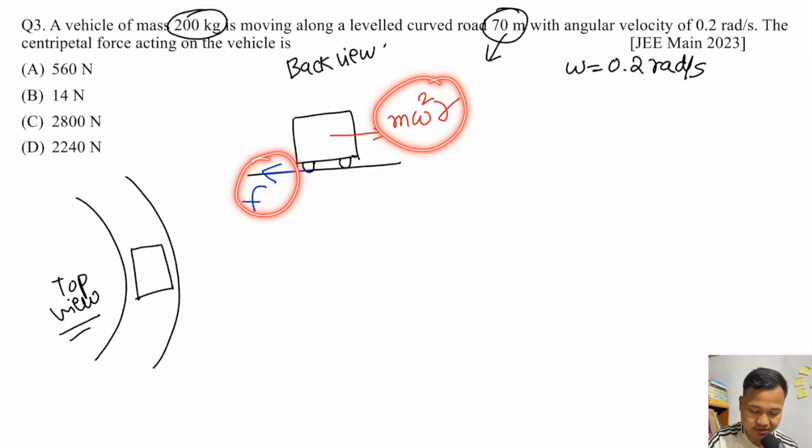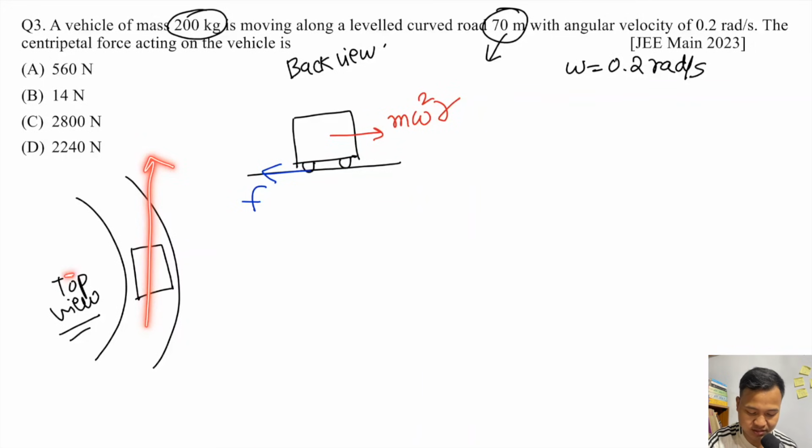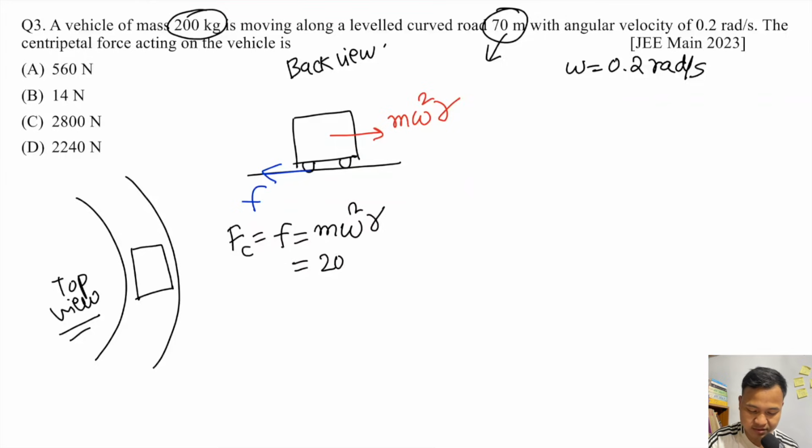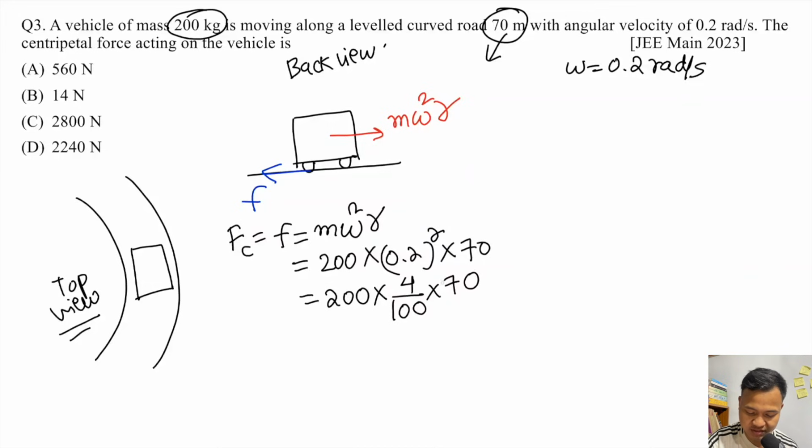As you equated, the centripetal force is the friction force, which equals m omega square r. Mass is 200, omega is 0.2 squared, radius is 70 meters. So 200 into 0.04, which I can write as 4 divided by 100, into 70. The zeros cancel. 4 twos are 8, 8 sevens are 56. 560 Newton. So the answer is 560 Newton.